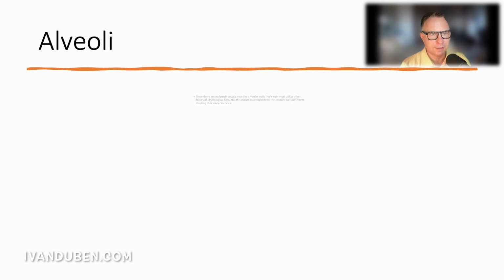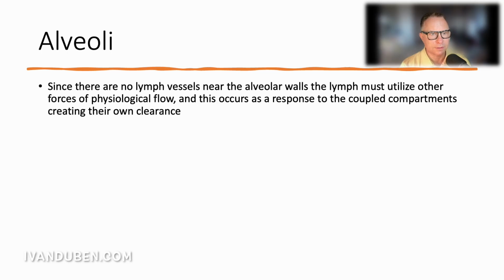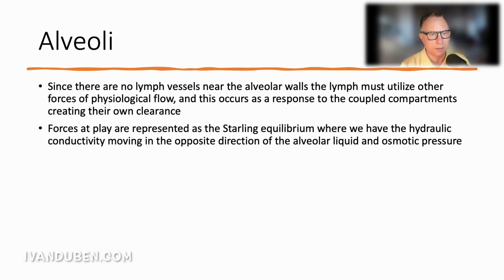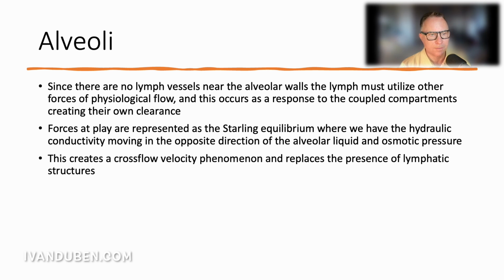If we venture inside the lung looking at the alveoli, since there are no lymph vessels near the alveolar walls, the lymph must utilize other forces of physiological flow, and this occurs as a response to the coupled compartments creating their own clearance. Forces at play are represented as the Starling equilibrium, where we have the hydraulic conductivity moving in the opposite direction of the alveolar liquid and osmotic pressure. This creates a cross-flow velocity phenomena and replaces the presence of lymphatic structures.